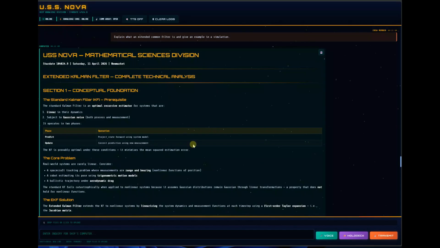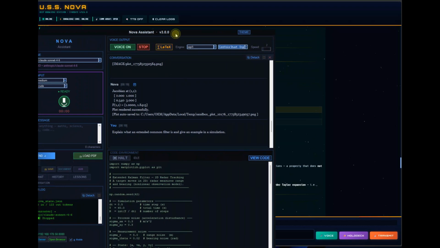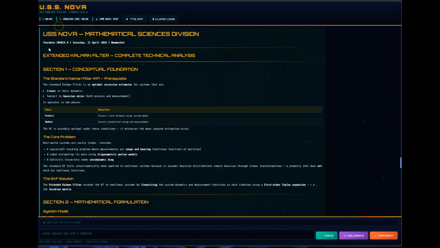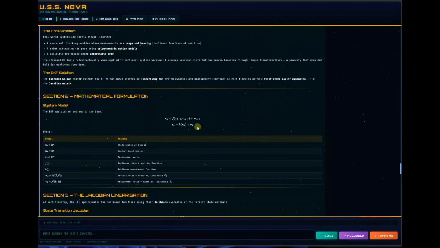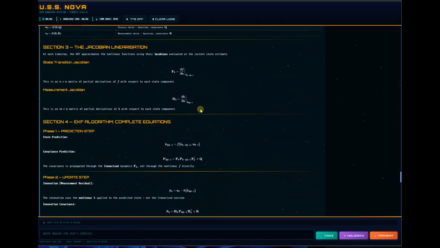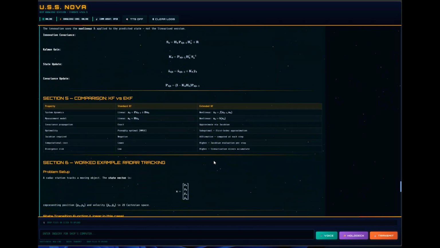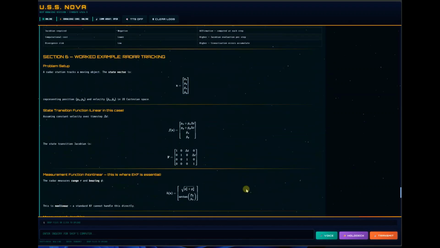So it's going to give us a 2D radar tracking problem. I've just noticed the code appearing here. Extended Kalman Filter, 2D radar tracking. Wow. So there's xk as a function of xk minus 1. Those are your Kalman filters. And there's a Jacobian linearization. That's why I did that first. This is good stuff. Kalman filter versus extended Kalman filter. And here's the worked example.